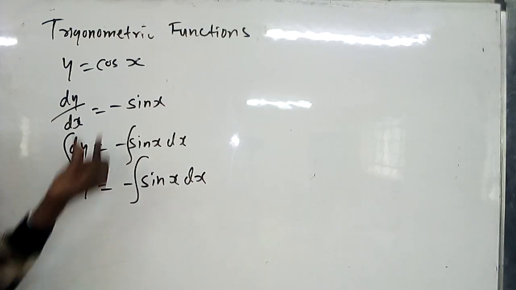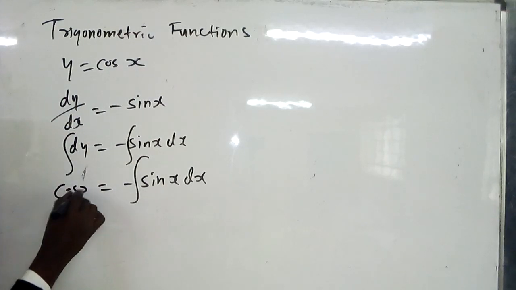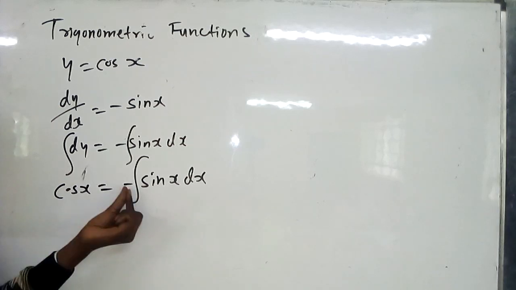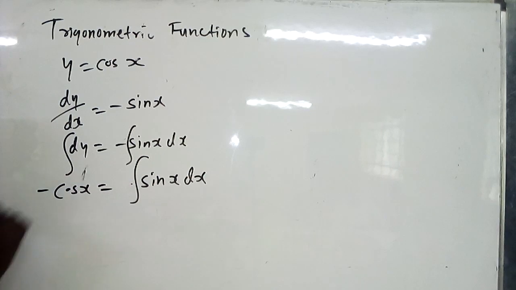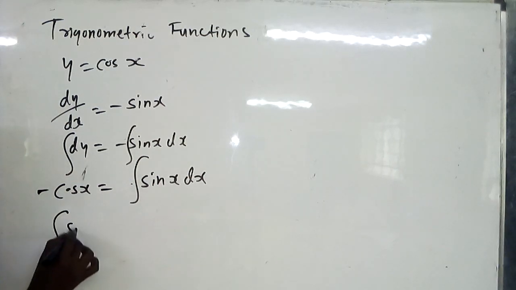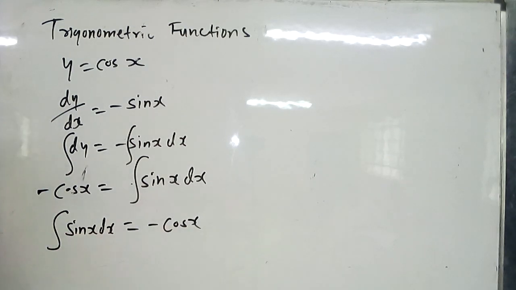So put the value of y. What is y? y is cos x. Then you multiply both sides by negative 1 to get rid of the negative here, so this negative comes to this side, isn't it? Are we together? Yes. So it means when you integrate sine x dx, you are supposed to get negative cos x. Are you seeing that? Is that okay? You are supposed to get negative cos x plus c. So this is how it happens.